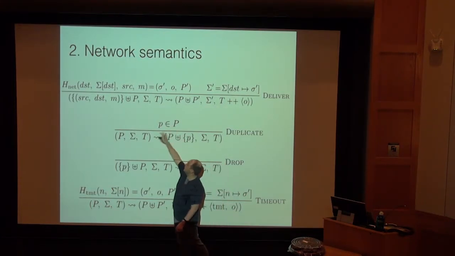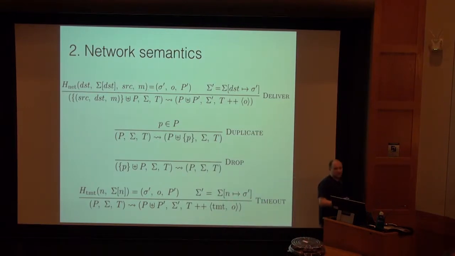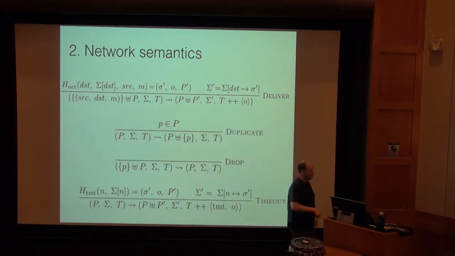Where if there's something in the network, we can take a step where we just add it. There's another way to encode duplication, which we'll see in Coq here in a few minutes. You also have drops, right? So you have some message in the network. You can step to another network that just doesn't have that message, right?